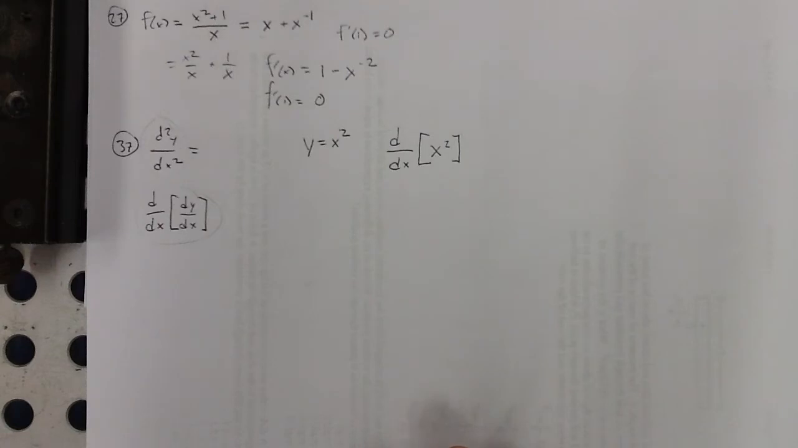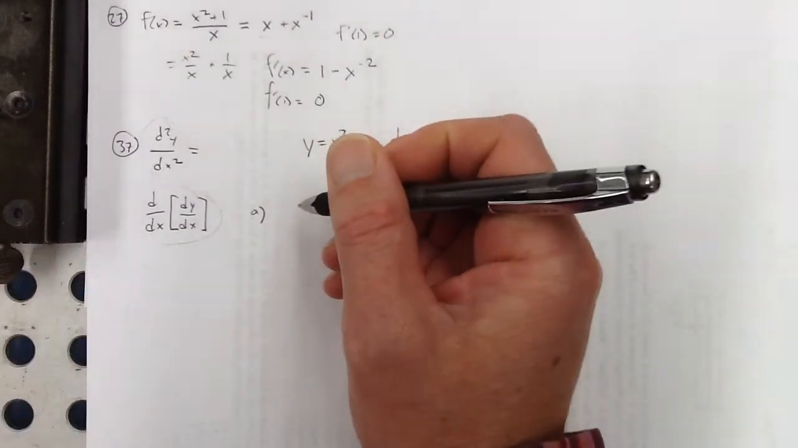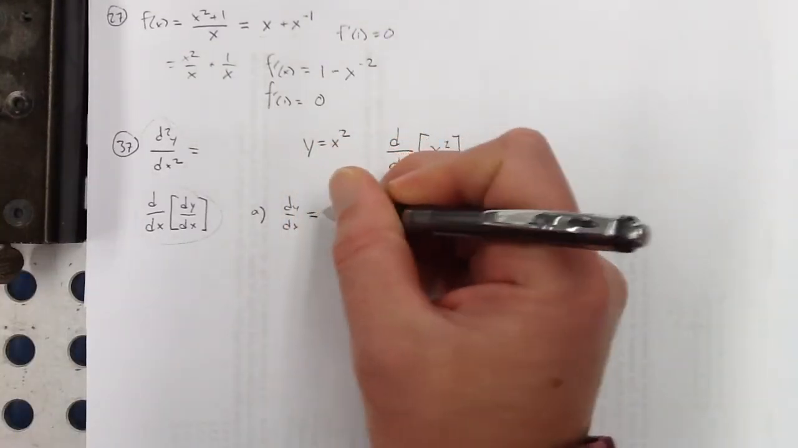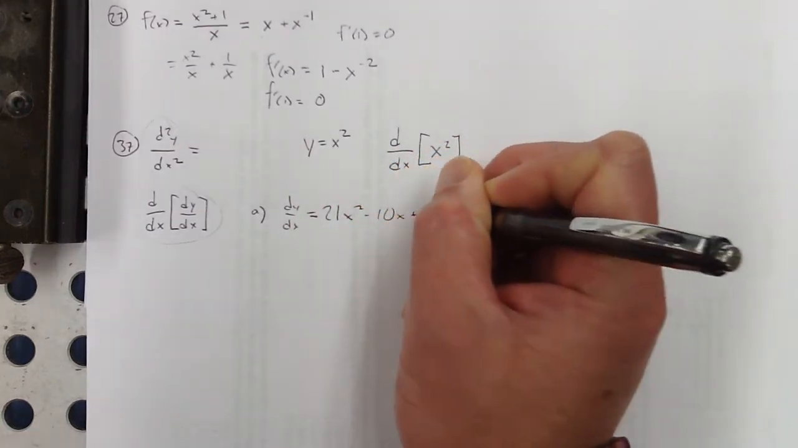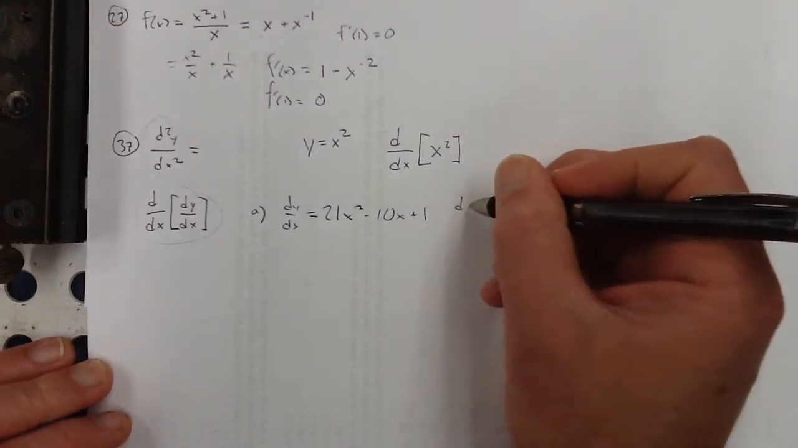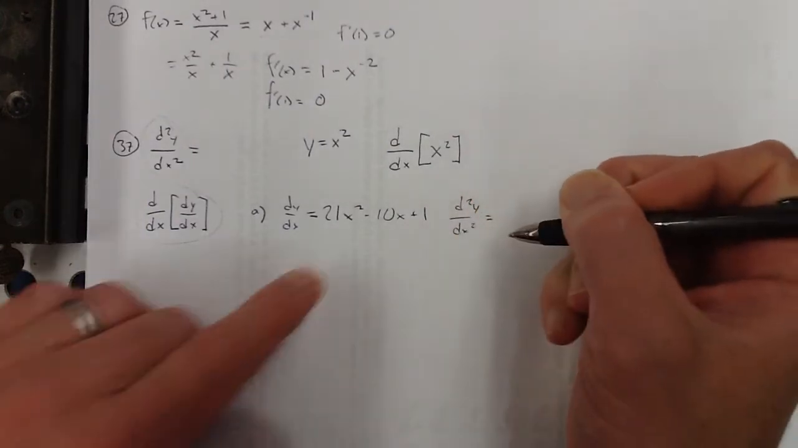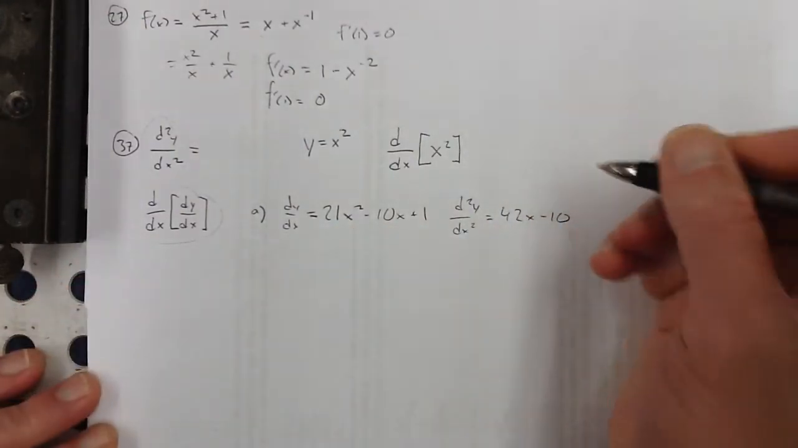All right, so 37, I've got an A, B, C, D kind of situation here to find the second derivatives of things. So for A, first derivative, 21x squared minus 10x plus 1. And then the second derivative is 42x minus 10, and that goes away.